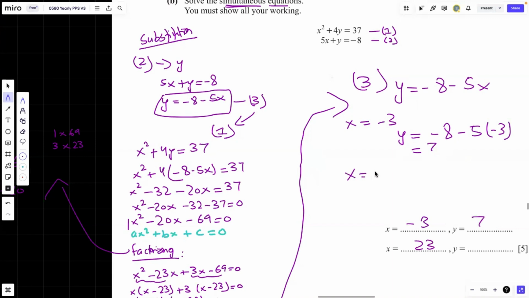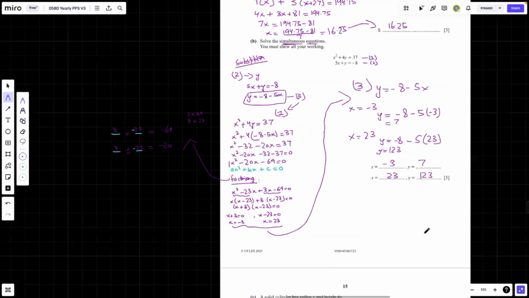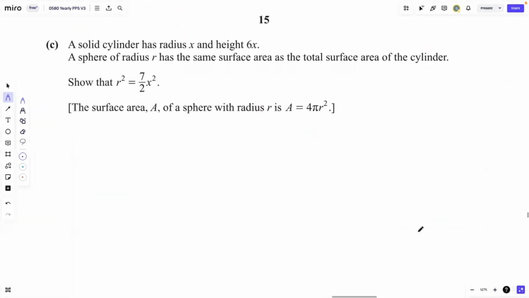And similarly for x equals 23, it's going to be y equals negative 8, actually, minus 5 into 23. That's negative 8, negative 5 into 23. That's going to give us y as negative 123 as the y coordinate against the x coordinate 23. Those are your answers for your simultaneous equations. That's done. Let's move on to the next question.